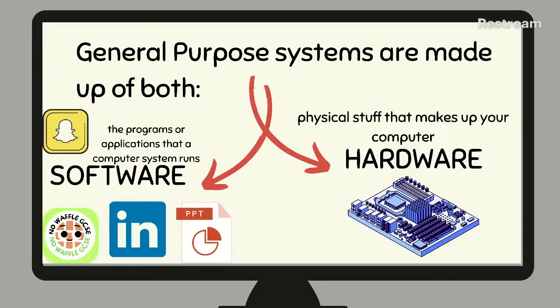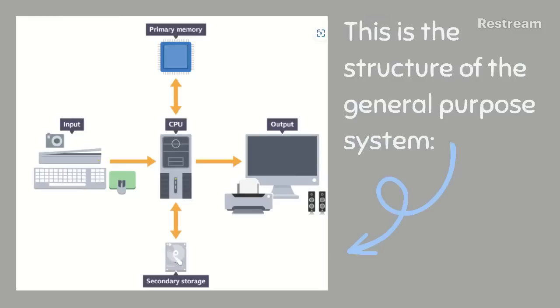Now, general purpose systems are made up of both software and hardware. Software are the programs and applications that a computer system can run. I'm pretty sure you're aware of it. And hardware is the physical stuff that makes up a computer, for example, the motherboard or the keyboard, anything like that.